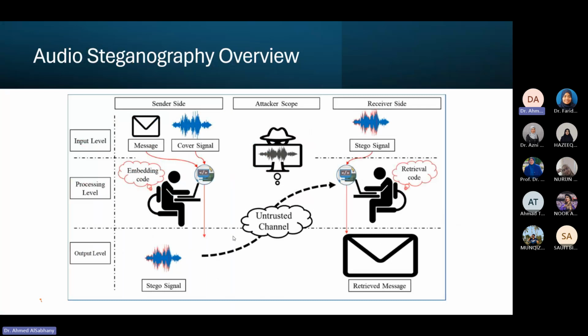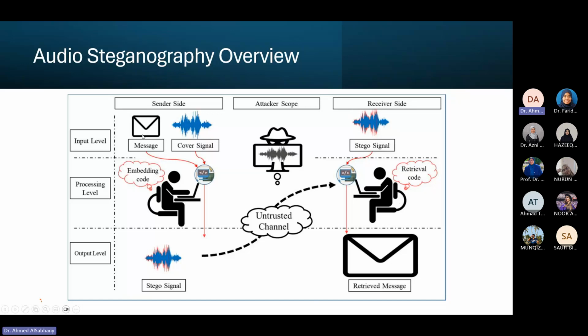Okay, here is a simple overview of the audio steganography process. On the left, we can see the levels: the input level, the processing level, and the output level. The first guy over here on the left is the sender or the encoder, and on the right we have the receiver, and we have the attacker in the middle.